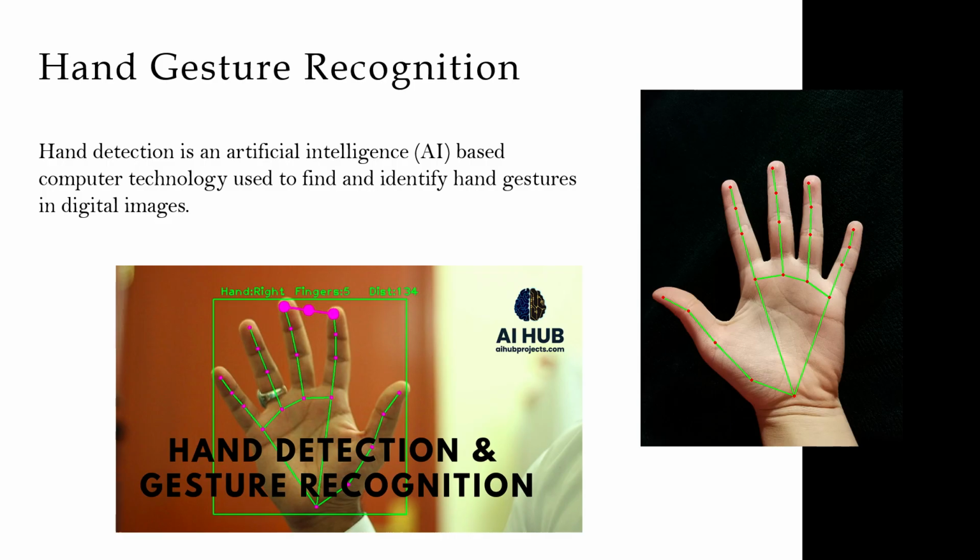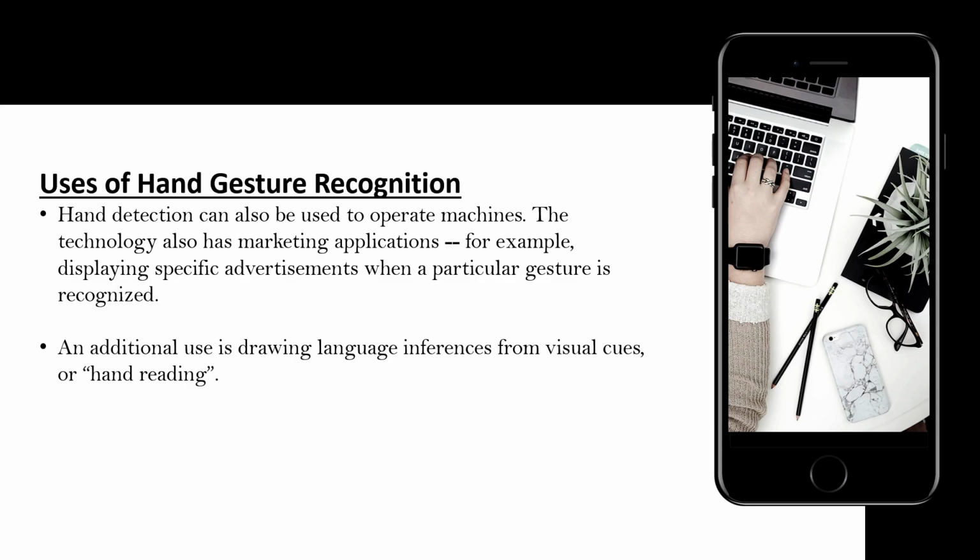So, starting from the introduction, what is hand gesture recognition? Hand detection is an artificial intelligence based computer technology used to find and identify hand gestures in digital images. What are the uses of hand gestures? Well, hand gestures can be used to operate machines. For example, displaying specific advertisements when a particular gesture is recognized, or controlling mobile screens as well as televisions.